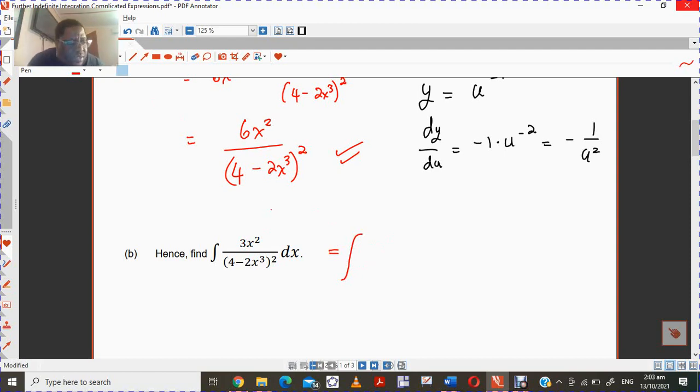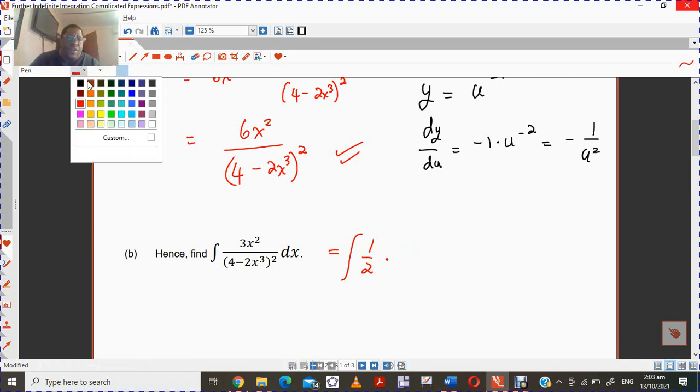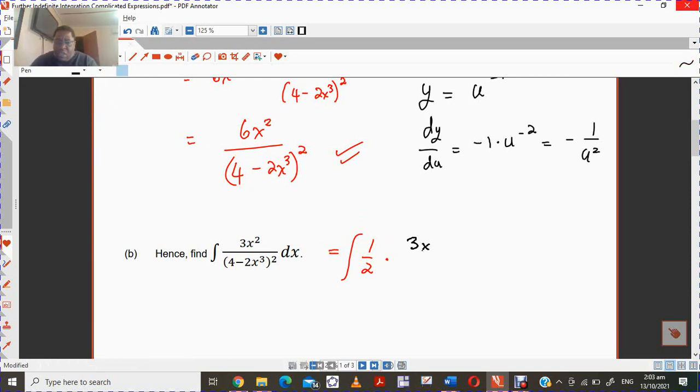So if that is the case, you can actually look at halving that, because we have a 3x squared, but we got a 6x squared. So in order to get that 6 to be a 3, we need to half that. So we can actually say a half times what we have here. Let me just write that in a different color. So what we have here is 3x squared over, but now it's not going to be 3x squared, it's going to be a half over 6x squared over 4 minus 2x cubed, all raised to the power of 2 with respect to dx.